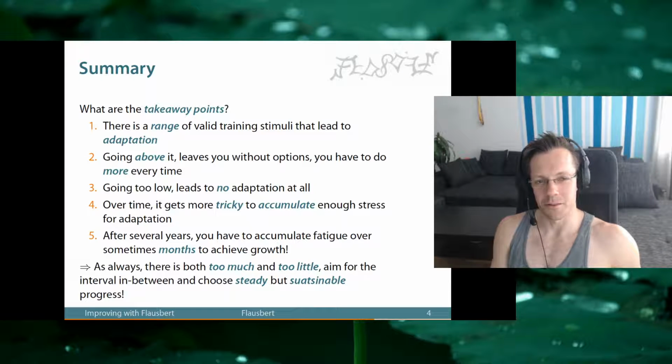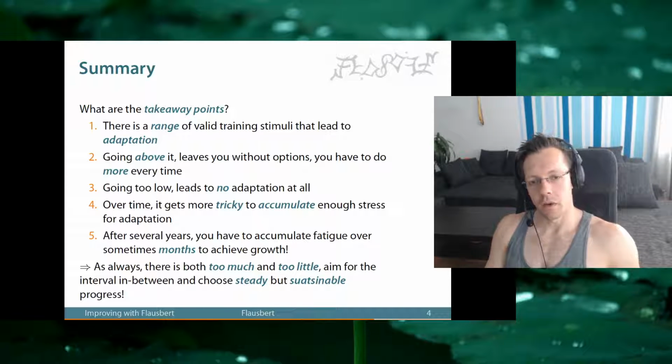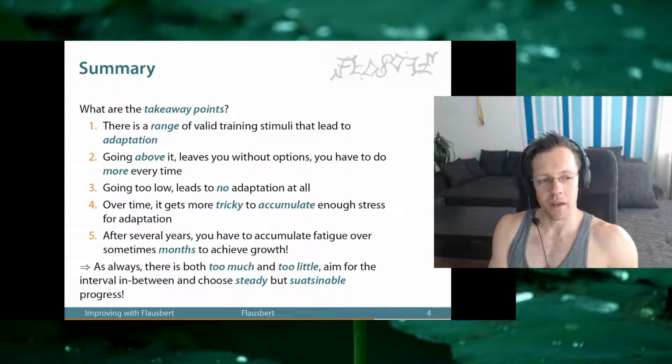Arnold calls this muscle confusion, for example, to always provide something new for your body to adapt to. And after several years, you have to accumulate fatigue over sometimes months or years on end. For example, Martinez Licis trains in a way that he has several months where he only does light weights, where he increases his muscle size, and then he gets more specific over time. So his training cycle is almost a year long sometimes, if the competitions he has allows for it. And as always, there is both too much and too little, and you should aim for the interval in between and choose a steady but sustainable progress. If you do not do that, you won't make optimal gains. Well, yes, in theory you can progress at the top end of the curve, but the bonus of that is very minuscule and it's very easy to make errors.